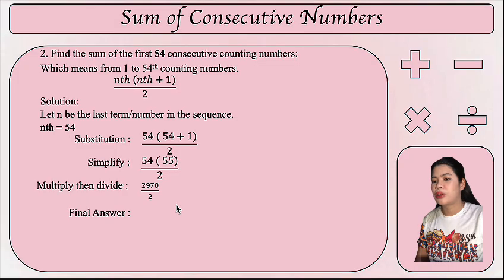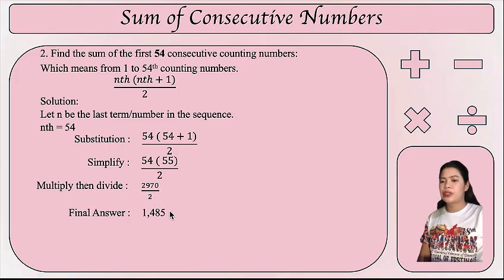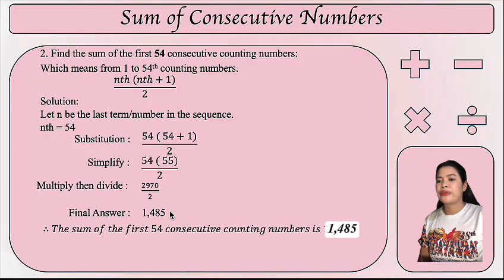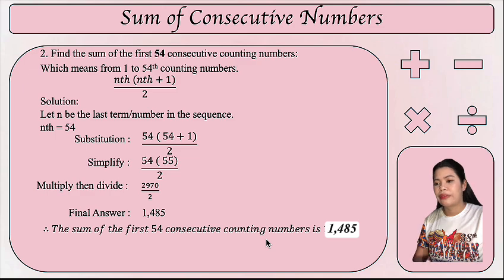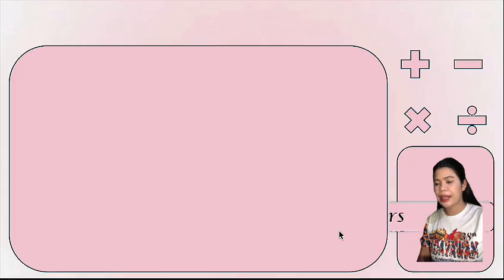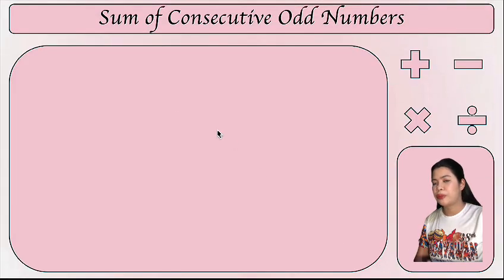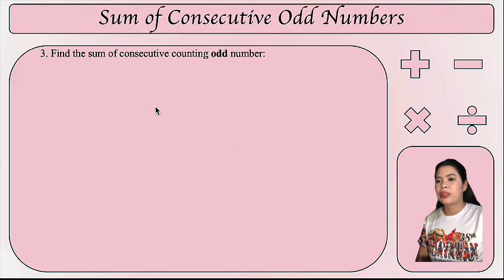So the final answer would be 2,970 divided by 2, which is 1,485. So therefore, the sum of the first 54 consecutive counting numbers is 1,485. Next, we are going to proceed to problem number 3. So in problem number 3, find the sum of consecutive counting odd numbers.